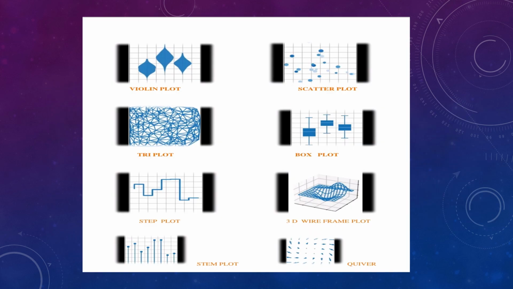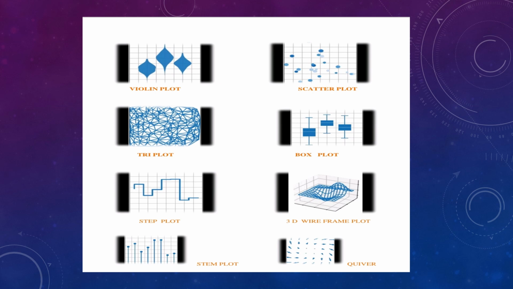Let us discuss some other types of plots. Coming to violin plot. A violin plot is a statistical graphical for comparing probability distributions. It is similar to a box plot with the addition of a rotated kernel density plot on each side. Coming to triplot. It is most often used in geological studies to show the relative composition of soils and rocks.